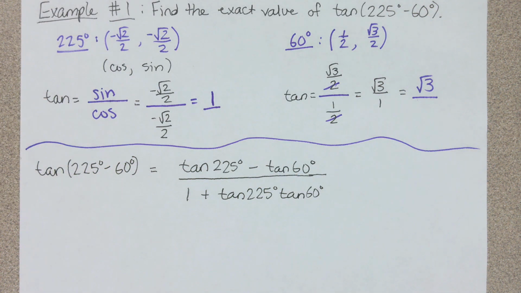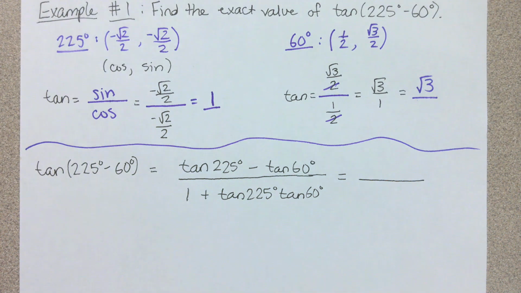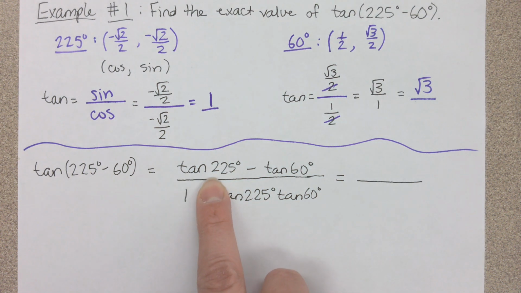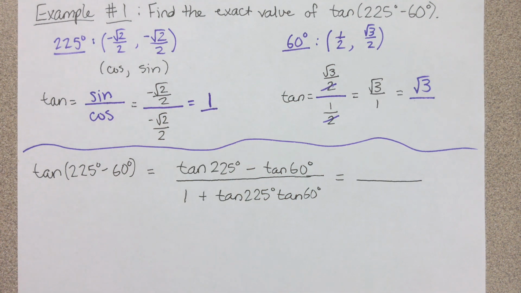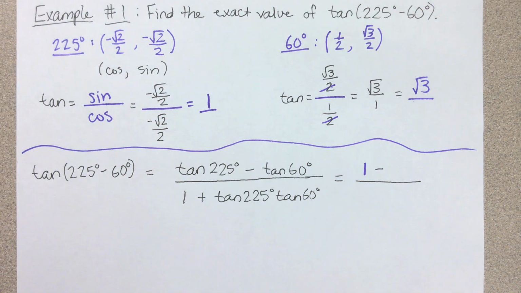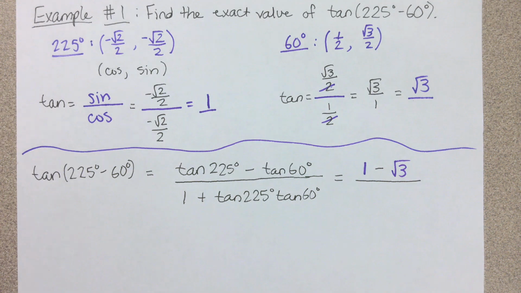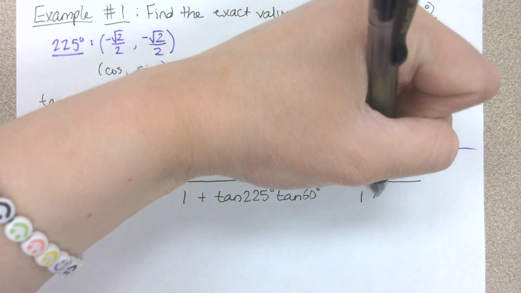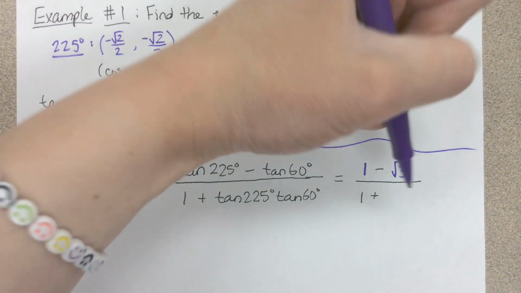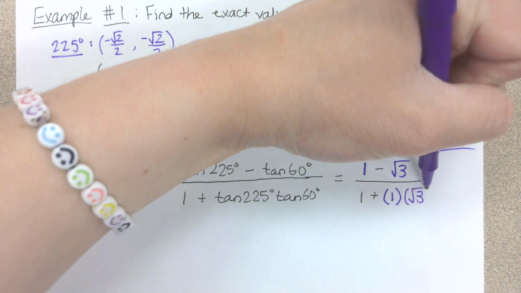If you want to write a times symbol, if that helps, you can do that. And now we will substitute. Tangent of 225, we got 1 for that. Minus tangent of 60, we got square root of 3. On the bottom, we have 1 plus tangent of 225, which was 1, times tan 60, which was radical 3.